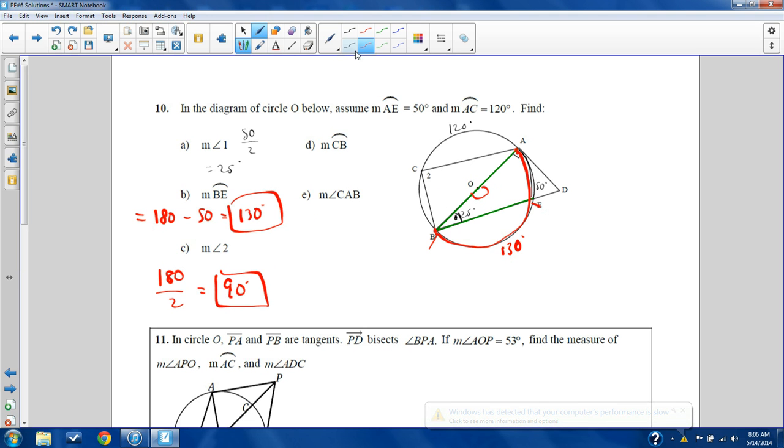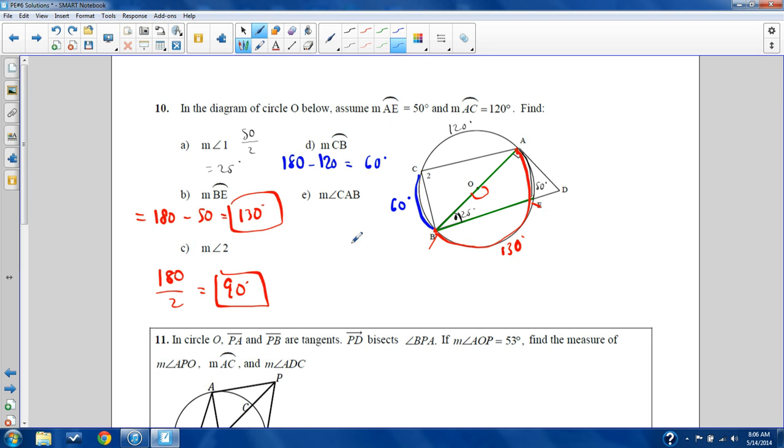Okay, part D. Measure of arc CB, right here in blue. CB. Notice this is also part of a semicircle all the way around. This ACB is also 180 degrees. This portion right here is 120. So here you're going to do 180 minus 120, and you're going to get 60 degrees. That's the measure of that arc right there, 60.